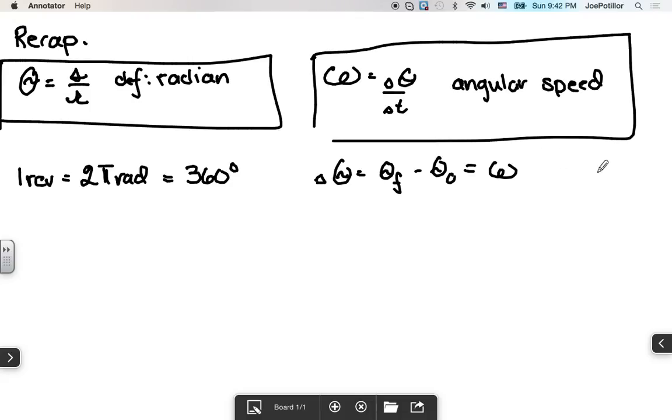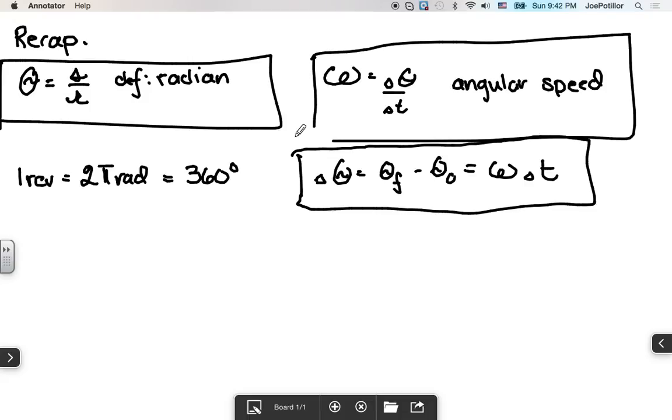Okay. And we define this equation, which is really just a manipulation of the top equation here. But we'll talk more in angular kinematics later. Okay. That's our brief recap of what we did last time.